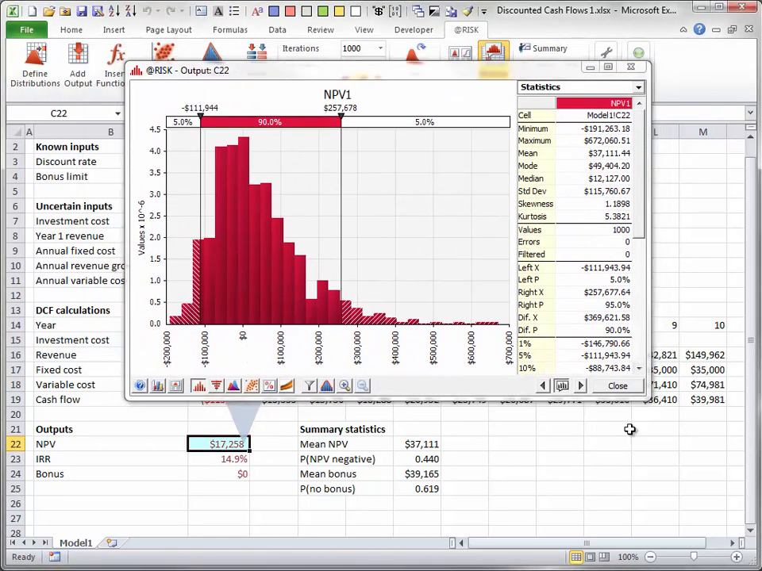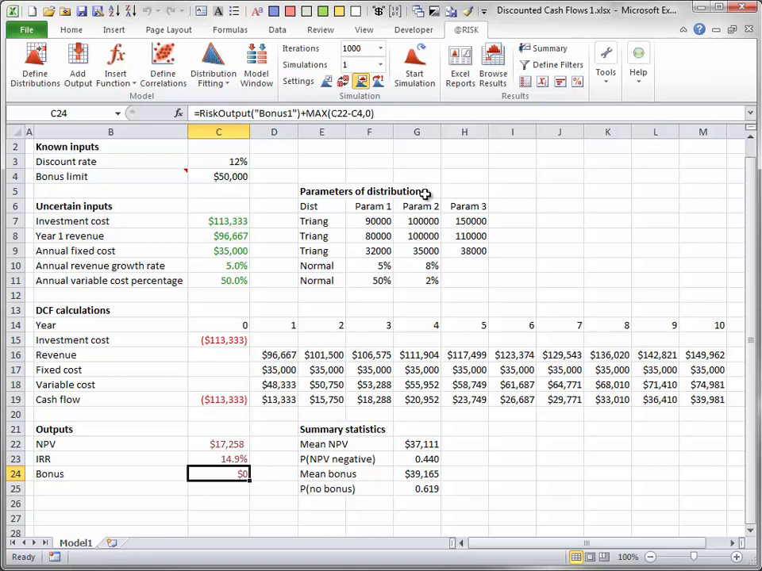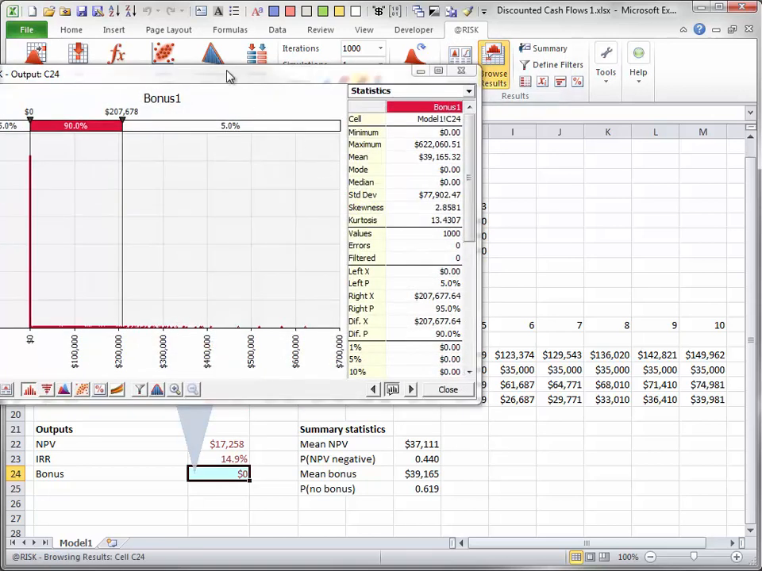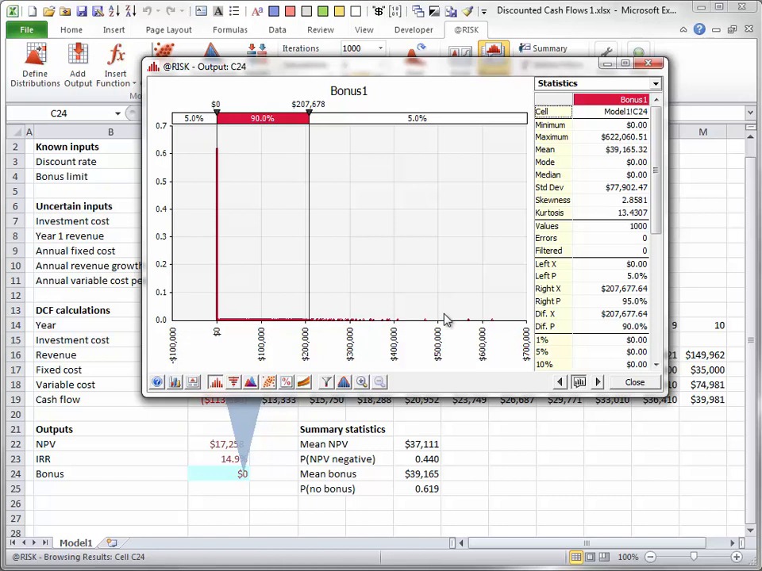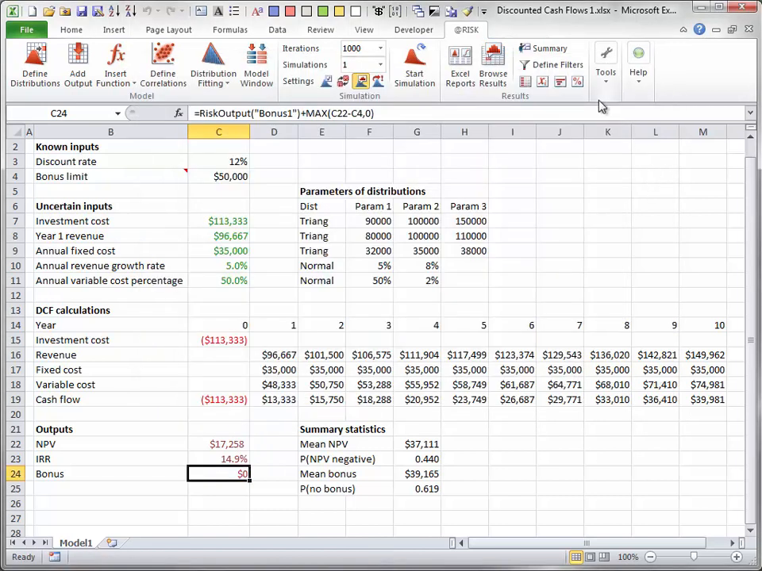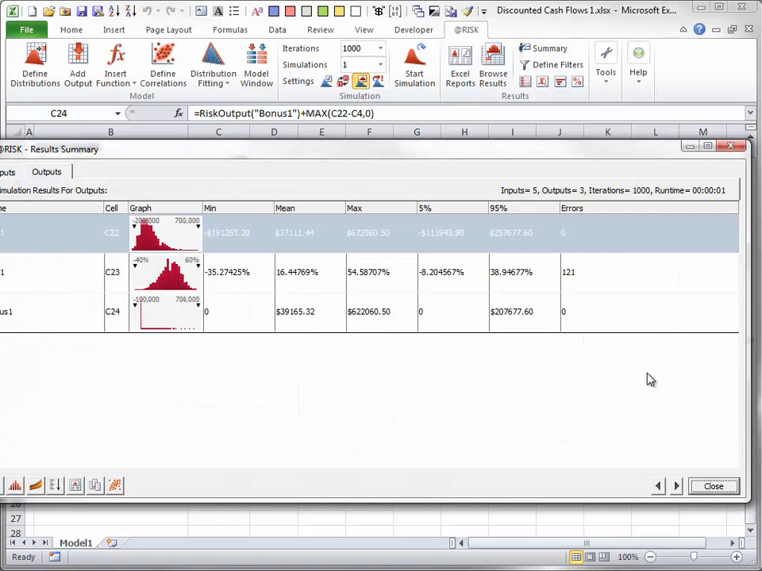It is evident that the distribution of NPV is skewed to the right, with about a 44% chance of being negative. Also, the bonus is usually 0, with probability about 62%, but its distribution has a long tail to the right. Also, if you click the summary button for another view of the results, you see that the IRR cell contains an error in over 100 of the 1,000 iterations. This is again because the IRR can be undefined when the NPV is negative.